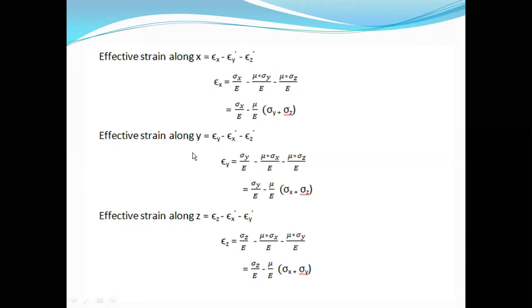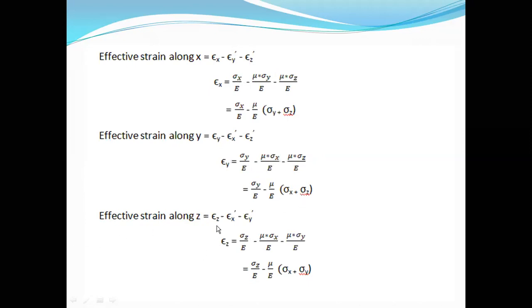Same way, the effective strain along y is equal to epsilon y minus epsilon x dash minus epsilon z dash. This dash indicates the lateral strain. So the effective strain along y is equal to sigma y by E, which is nothing but strain along y axis because I wanted to find out along y axis, minus the lateral strain in the other two directions, like mu into sigma x by E minus mu into sigma z by E. If I simplify this formula, it is going to be equal to sigma y by E minus mu by E into sigma x plus sigma z.